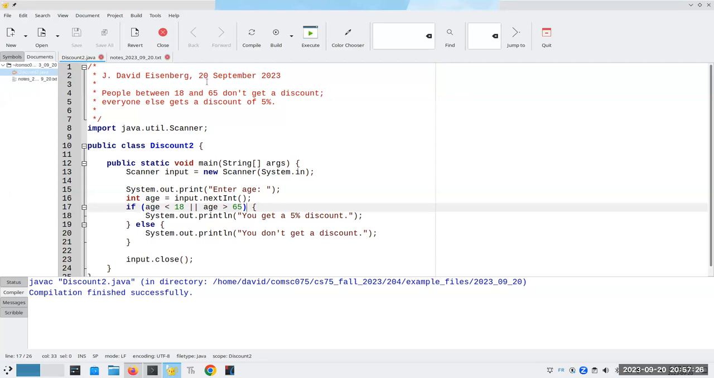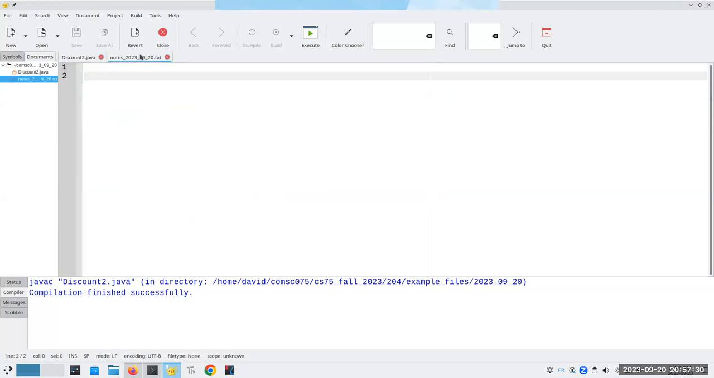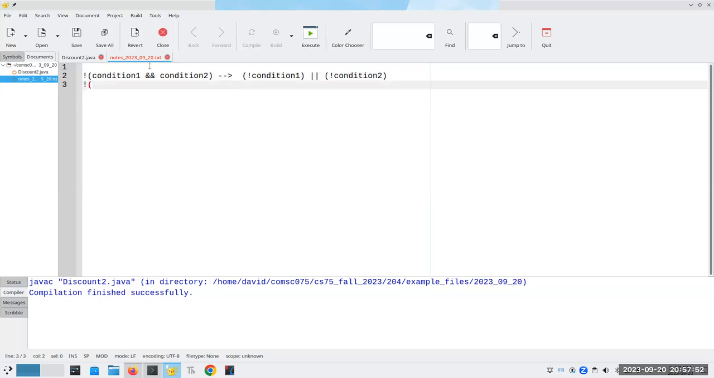So in general, we need to know how to change expressions from positive to negative. So for example, essentially if I have not condition one and condition two, that works out to the same as saying the opposite of condition one or the opposite of condition two. And again, we can use this example. Our first condition is age greater than or equal to 18 and age less than or equal to 65. The opposite of that whole thing is going to be not age greater than or equal to 18 or it's not the case that the age is less than or equal to 65.